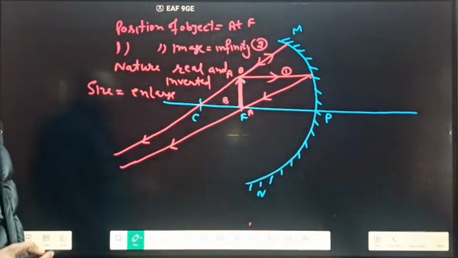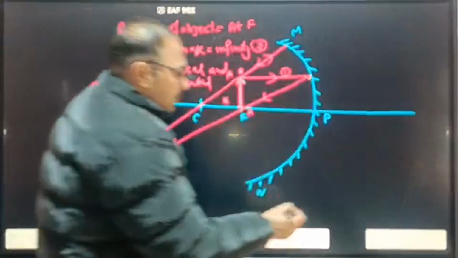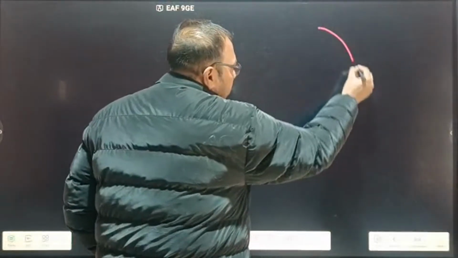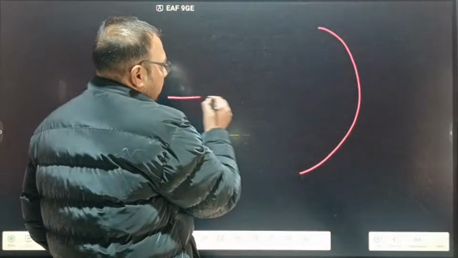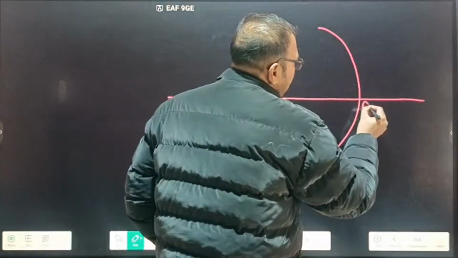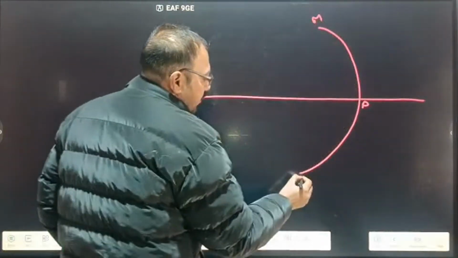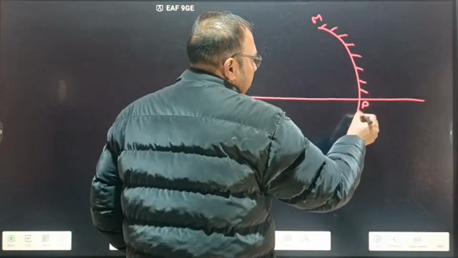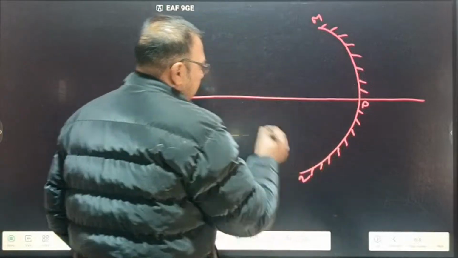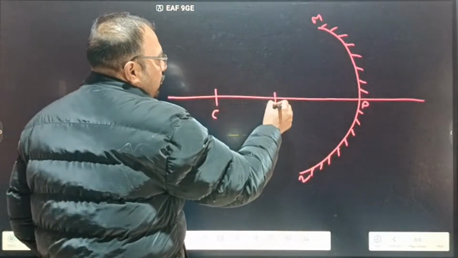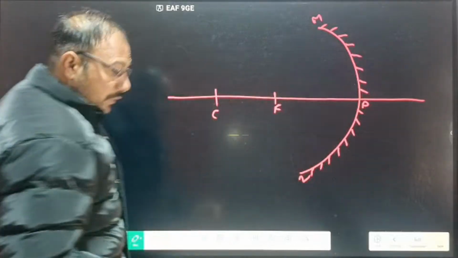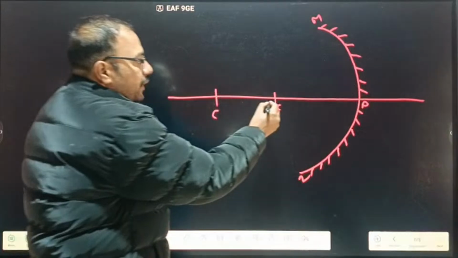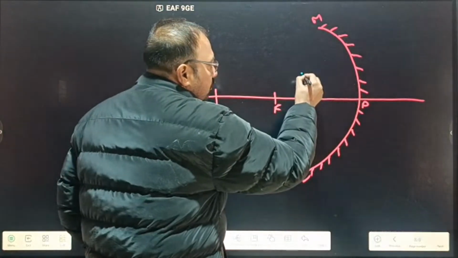Okay, so one case left. That is the final case. So for example, if we take, this is pole, this is MN aperture, this is C, and this is F. Okay, so we take here an object. So we put object between F and P.